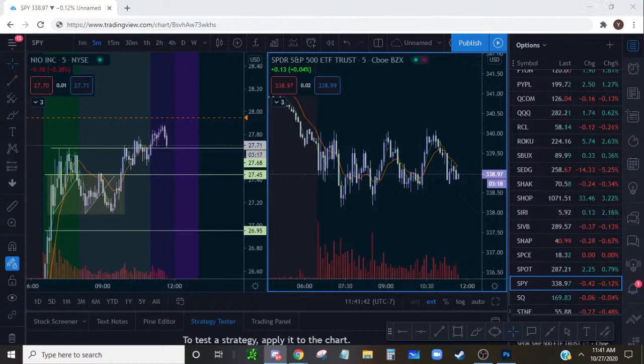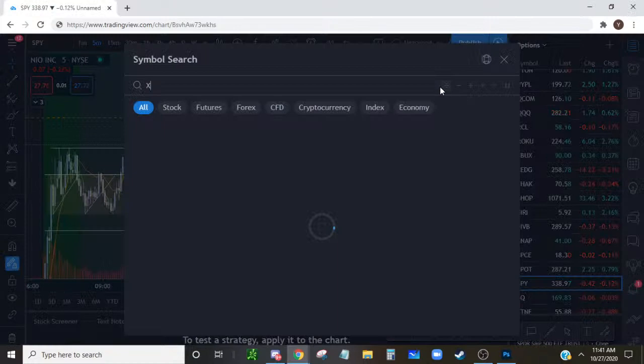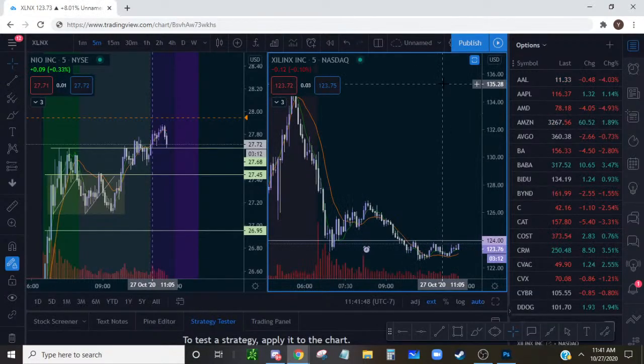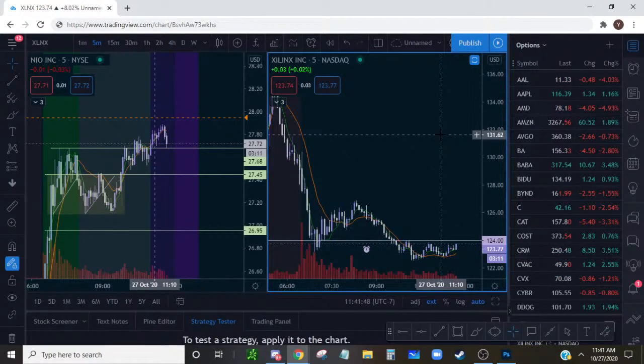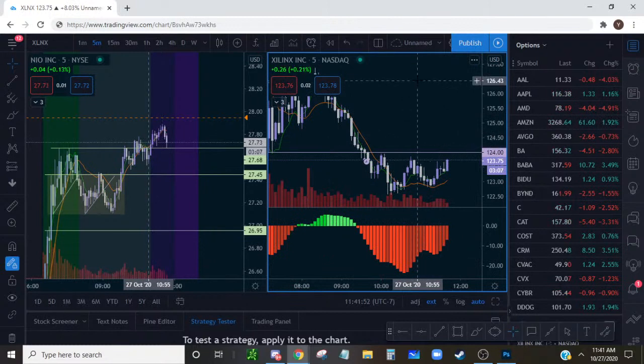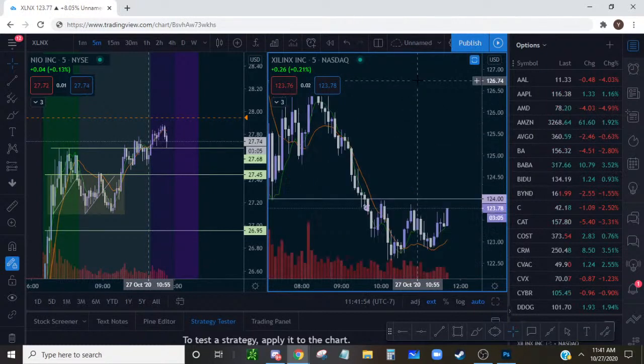XLNX. XLNX again. Alright, okay, there it is. Honestly, I really like XLNX on the reversal here. I'm thinking of prematurely taking an entry here. I'm gonna do it. I'm just gonna keep a high stop loss on this one. Other than that, XLNX, I'm taking a premature entry.